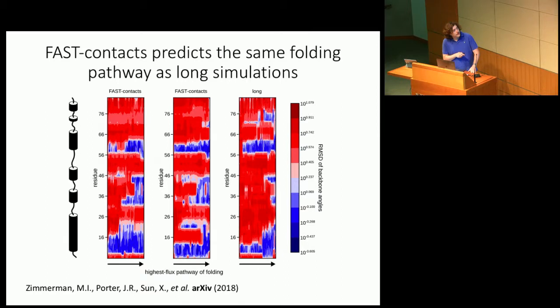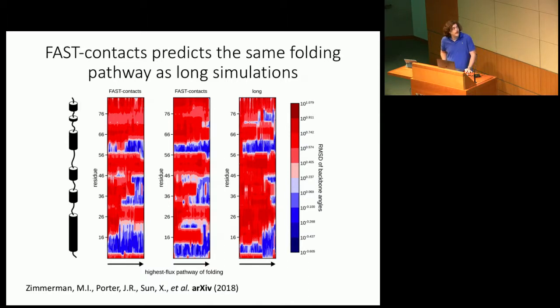And from here, we can see that our FAST contact simulations predict that helices 1 and 4 fold before helices 2 and 3, which is in agreement with the long simulations that we observe. These often have the same starting structure, too. And this is consistent with previous simulation reports of the lambda repressor, and also agrees with hydrogen deuterium exchange data that suggests that helices 1 and 4 fold before helices 2 and 3.